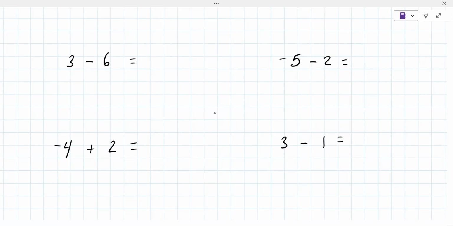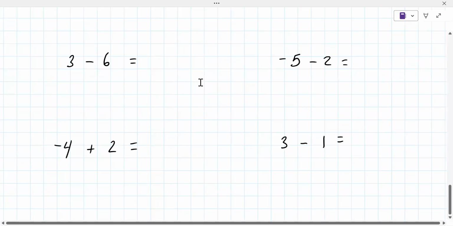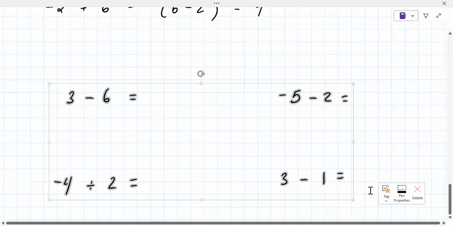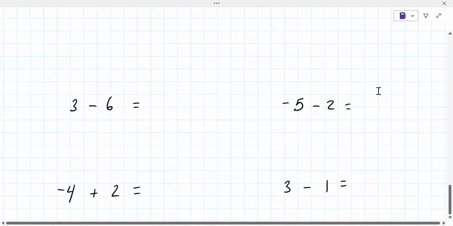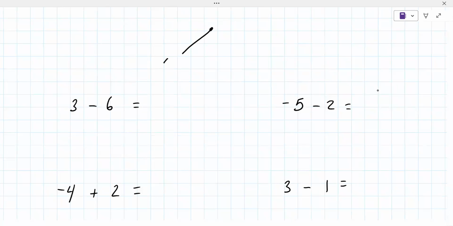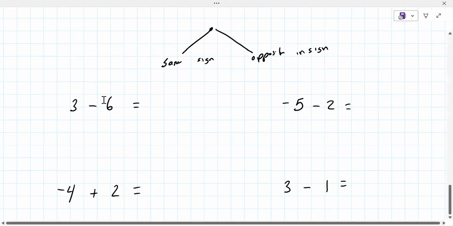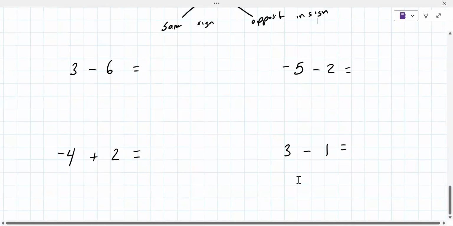Quick question. Do you always add the numbers together, or do you have to decide? I'm glad you're asking that, because I guess it still isn't clear. The first thing you're doing is deciding, are they the same sign or are they opposite in sign? So the first one is opposite in sign, then same sign, opposite in sign. And then you go back to the rules we talked about to work through a few of these.